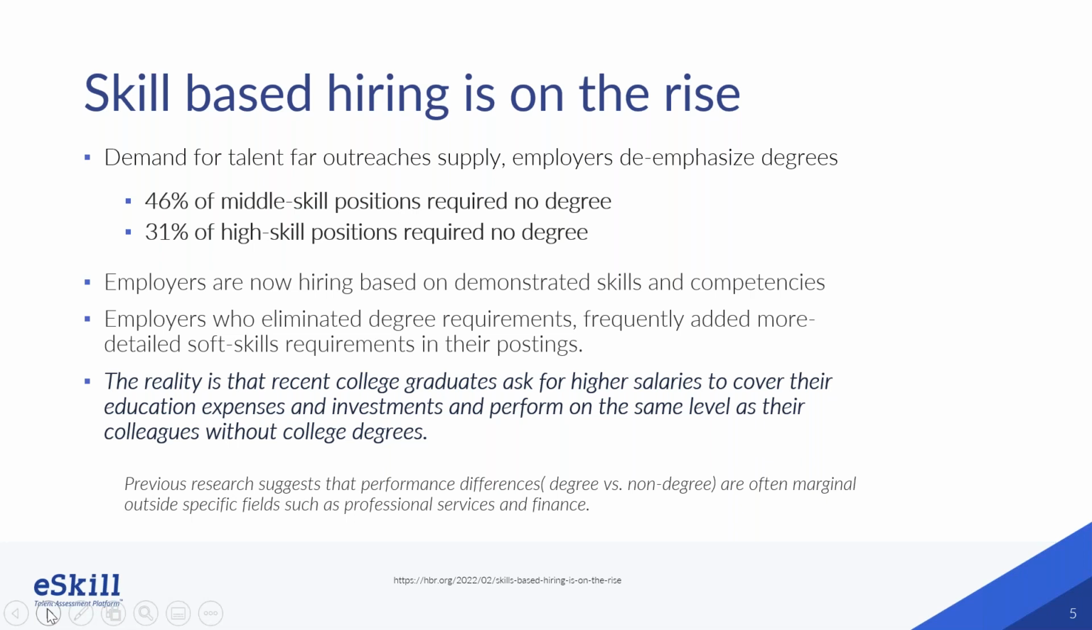So employers started de-emphasizing degrees. 46% of middle skill positions required no degree, and that was a shift. And then 31% of high skill positions required no degree. Again, a shift. So organizations are taking those requirements that might be barriers to finding talent off of the job description and off of the position requirements, and opening up that talent pool, right?